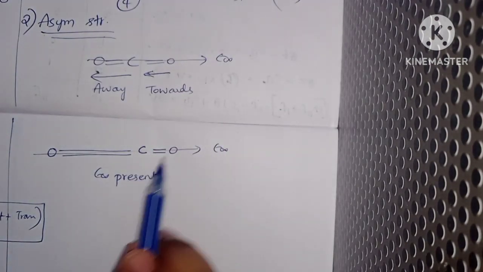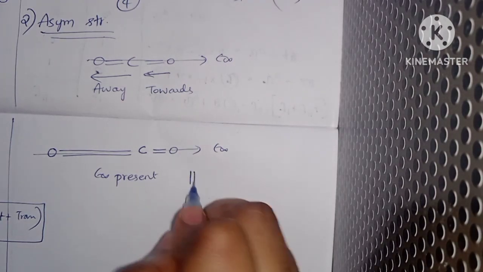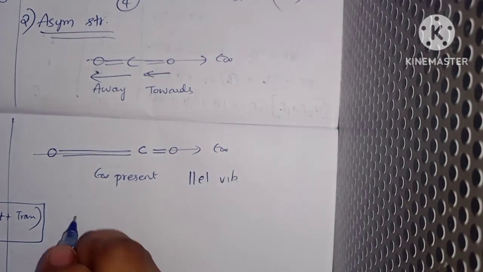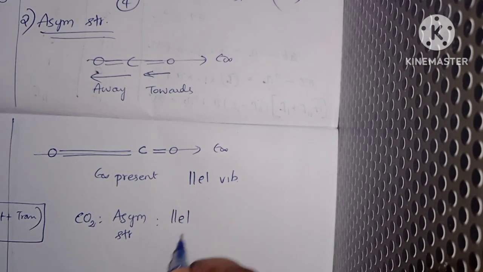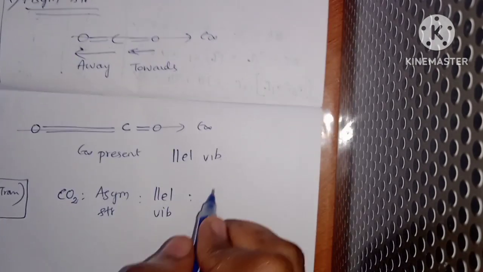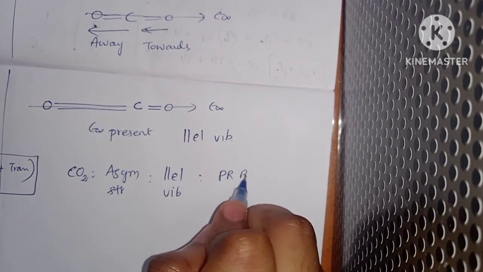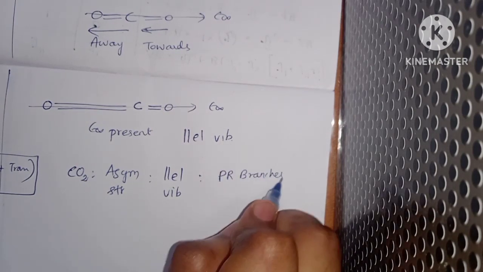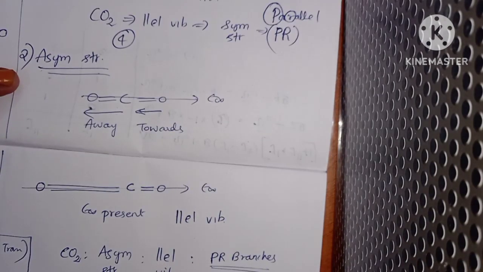Now C infinity is present before and after the vibration. Such vibrations are said to be parallel vibration. So for CO2 molecule, its asymmetric stretching is an example for parallel vibration. So that vibrational transition will give PR branches. So this is the second possible vibration in CO2.